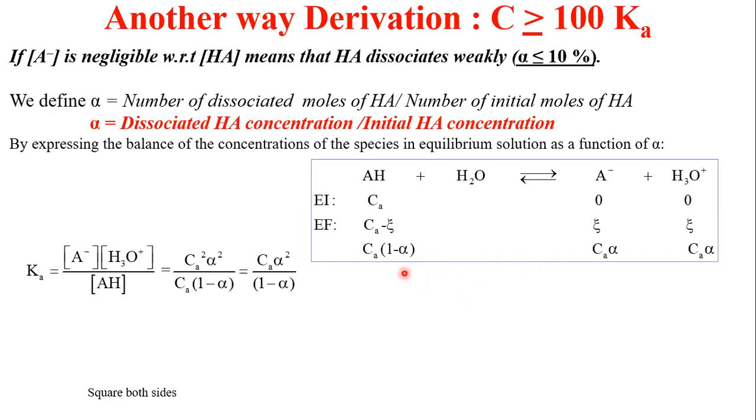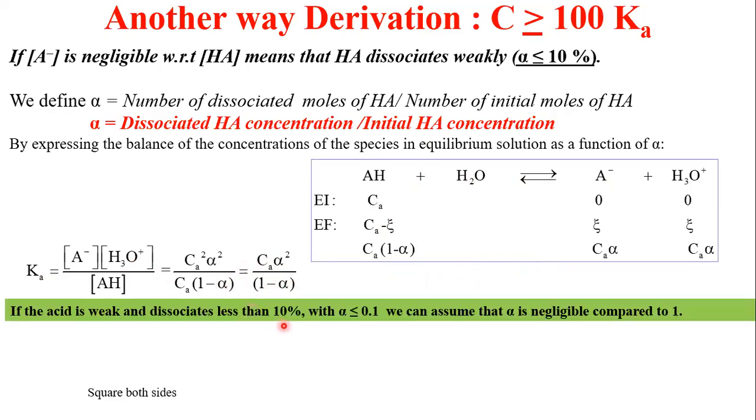When you put it in terms of alpha, we also derived the Ka expression in terms of alpha, and we said that it's C alpha squared divided by 1 minus alpha. We had shown this before. Now, if an acid dissociates less than 10%, that means alpha is less than 0.1. And if alpha is less than 0.1, then it's considered negligible relative to 1. So we're going to do this.